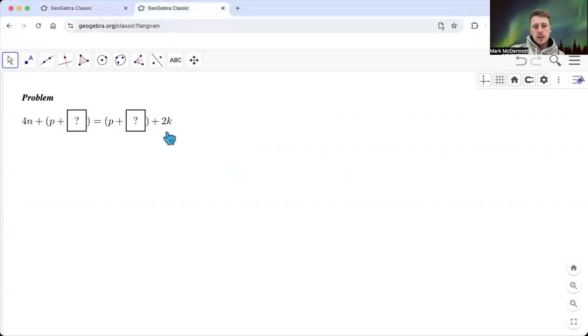Try this one out to see that you fully understand it. So the problem is 4n plus p plus something equals p plus something plus 2k. Let me know what you think. Good luck.